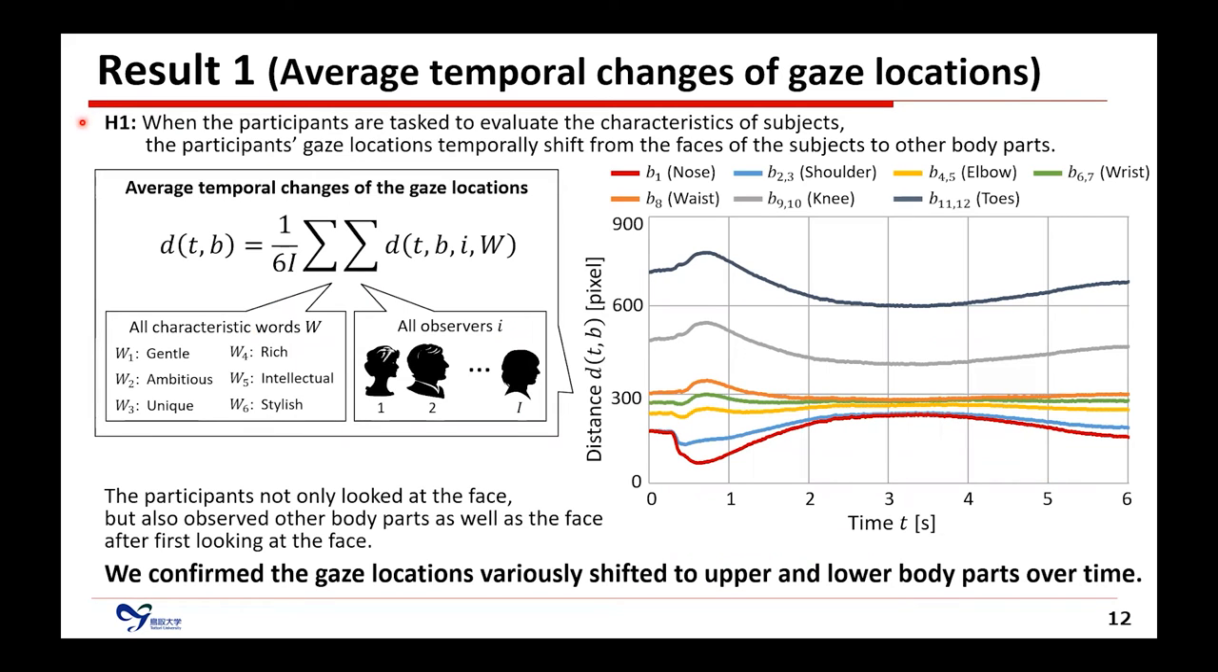We investigated hypothesis 1 by computing the average temporal changes of the gaze location. We calculated this equation using all the characteristic words and using all the observers. The vertical axis represents the magnitude of the value of D. If the magnitude is small, the gaze location is close to the body part on average. The horizontal axis represents time t. Each color of the line indicates each body part.